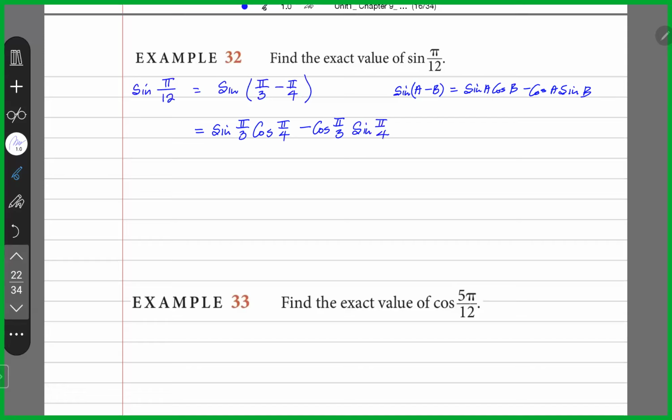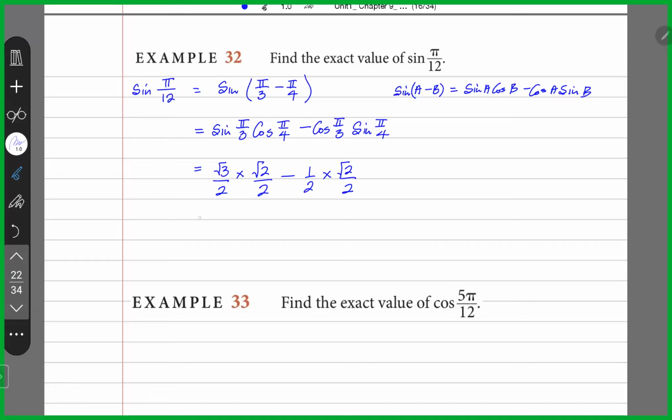Now, the sine of 60 degrees is root 3 over 2. So 60 degrees is a special angle, so you're actually expected to know the sine of 60 degrees. 45 degrees is also a special angle. So you're expected to know that, for example, the cosine of 45 degrees is root 2 over 2, minus the cosine of 60 degrees, which is a half, times the sine of 45 degrees, which is root 2 over 2.